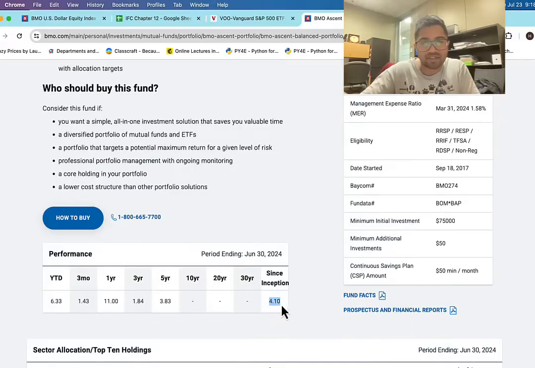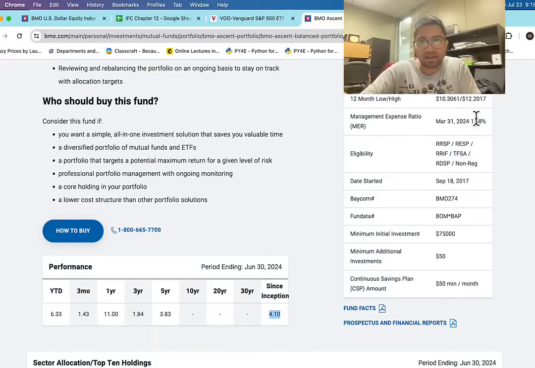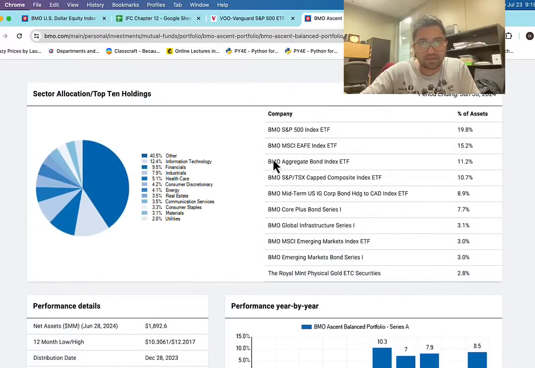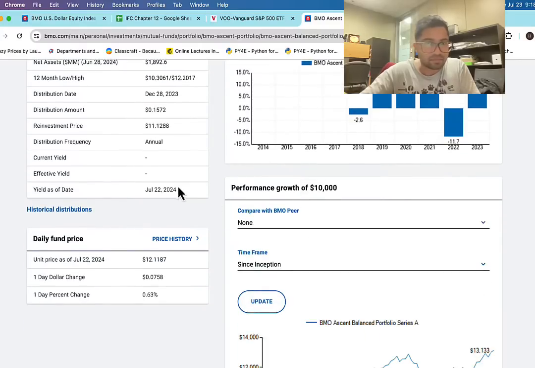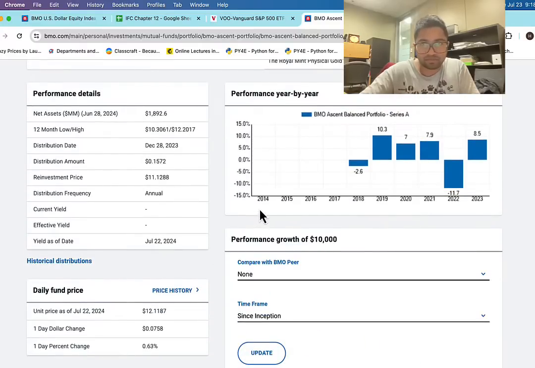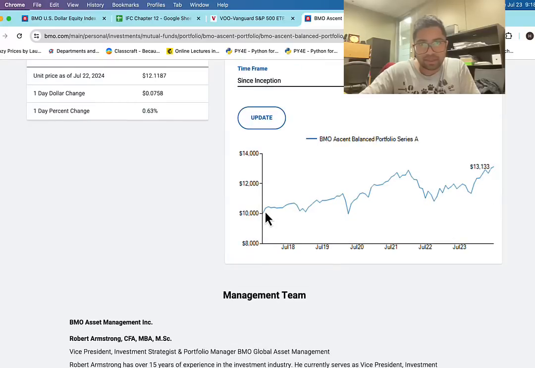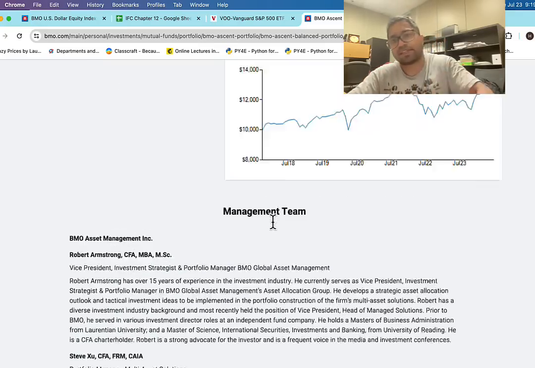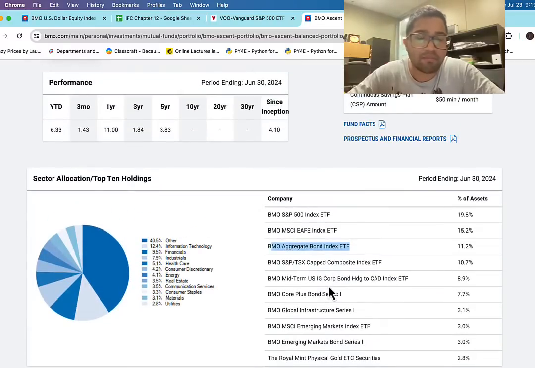Of course, balanced funds have lower returns than equity, right? Because they also invest in bonds. The since-inception return is 4.10%. The management expense ratio is 1.58%. Where do they invest? They invest in things like the S&P 500, then a bond index, and so on. So bonds and equity both. Okay, so $10,000 invested in 2017, let's say, has become $13,000 to date. So this is an example of a balanced fund.